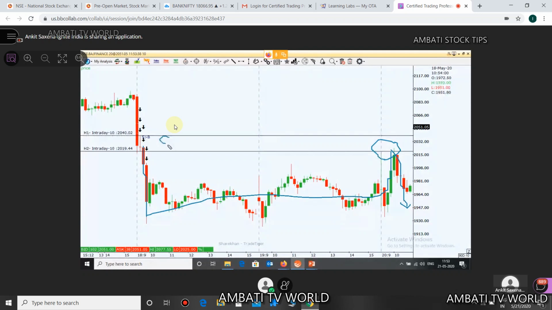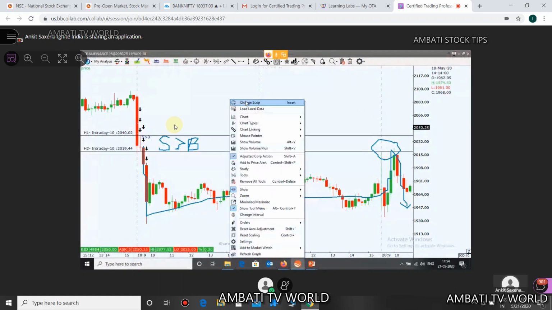Why? Because the number of sellers is more than the number of buyers here, and an institution is sitting here with a sell order. As soon as the prices hit this level, the prices again came down. Getting my point, everyone? Is this clear to you? Yes. Now, let's see another example. We'll make it more clear.